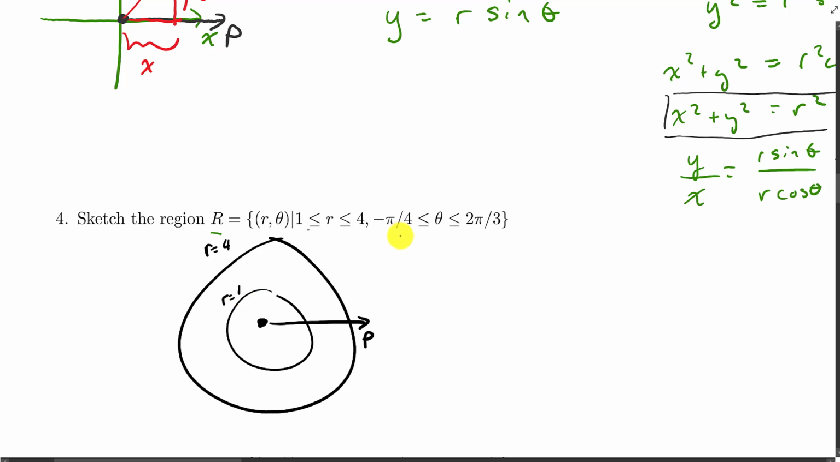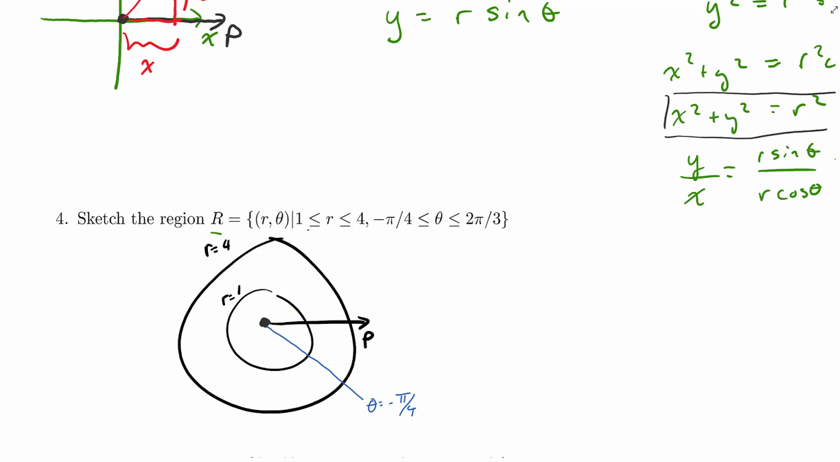And then we're going to give ourselves the angles between minus pi over 4 and 2 pi over 3. So let's see here. Here's the angle minus pi over 4. There's where theta equals minus pi over 4. And I could extend that through if I wanted to, but because I know what this region is eventually going to look like, we'll just stop there. And then the angle 2 pi over 3.